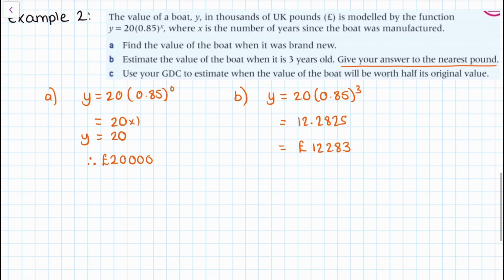And then part C, use your GDC to estimate when the value of the boat will be worth half of its original value, which means we are wanting when y equals 10, because that's half the original value. So we'd have 10 equals 20 multiplied by 0.85 to the power of x. Put it into nsolve or graph it. So you would be graphing 10 and graphing 20 times 0.85 to the power of x. Find the intersection, or as I said, nsolve. And you would find that x would equal 4.27 years. And that's the basics of exponential functions.